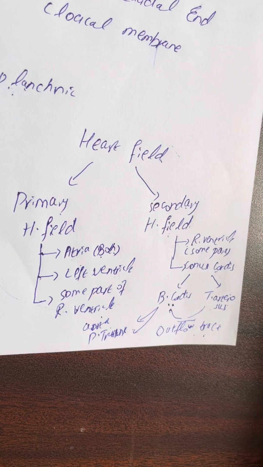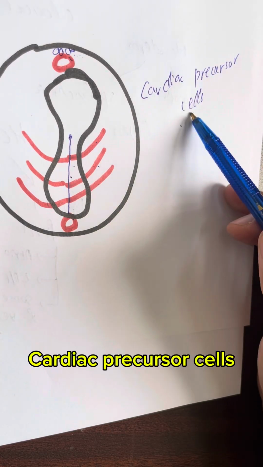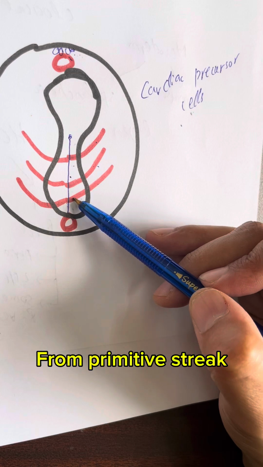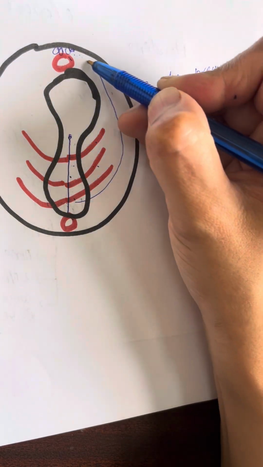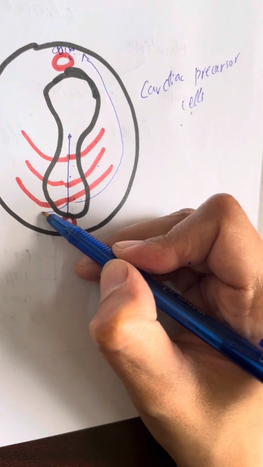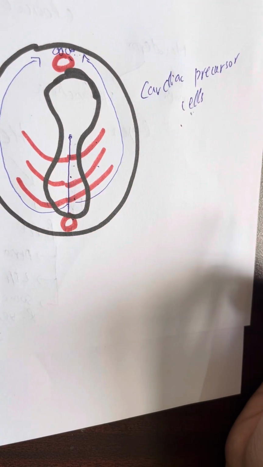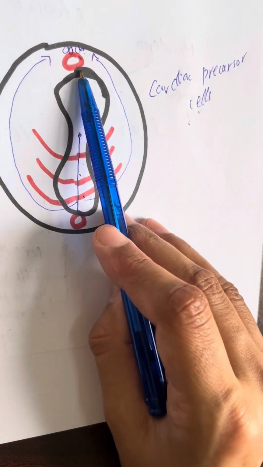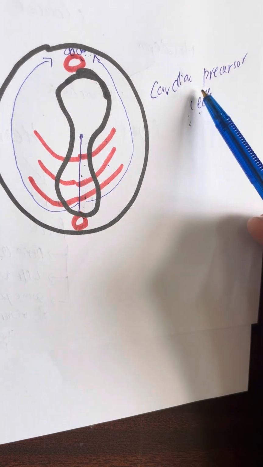Now the question is how the heart fields are formed. There is a term called cardiac precursor cells. These cardiac precursor cells have different sites of origin. They take origin from the primitive streak. From the primitive streak, these cardiac precursor cells will move up to the cardiac mesoderm, and when these precursor cells move here, they will start incorporating or invaginating or proliferating over here, and all these cells form the heart tube.